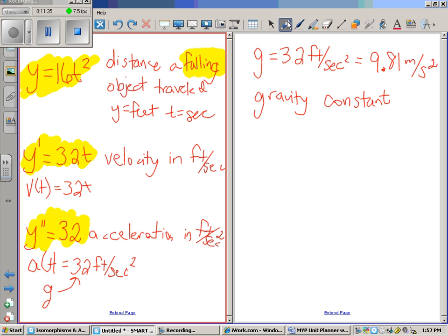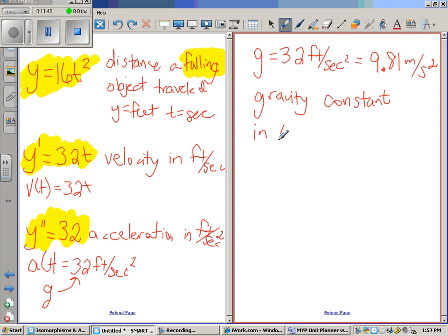So I should probably write that down. That's in free fall. Let's undo. That's kind of messy. In free fall. Sorry, I can't write very quickly.